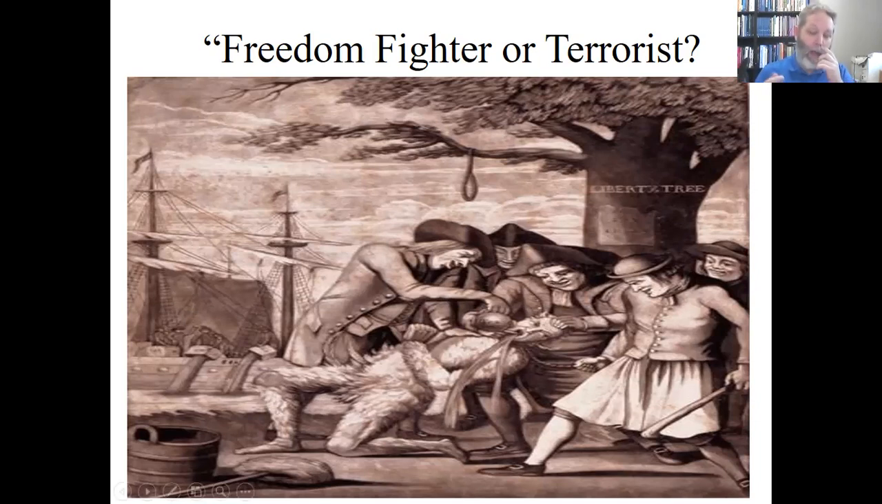So here we have a contemporaneous image. Obviously, it's been digitized. A contemporaneous image of a pamphlet coming back from the American Revolution. And this is obviously a pro-American, pro-colonist image. We have the members of the Sons of Liberty. In the background, we have a reference to the Boston Tea Party. They're dumping tea in the harbor. And this is happening under the Tree of Liberty, which has a noose on its limb.